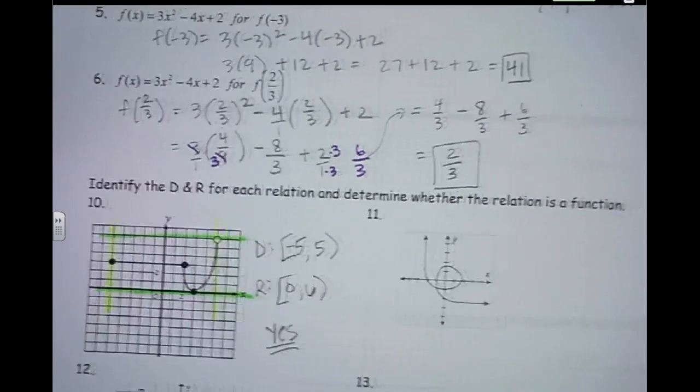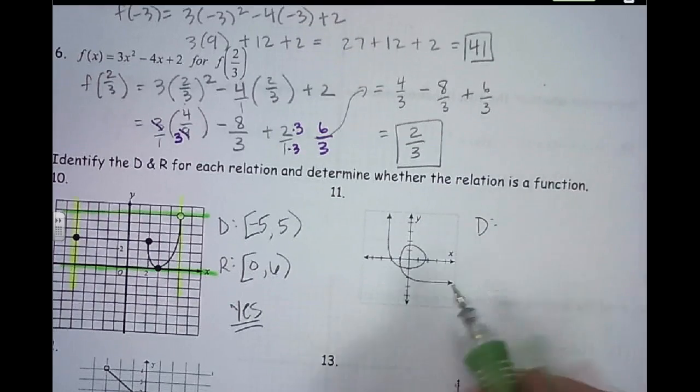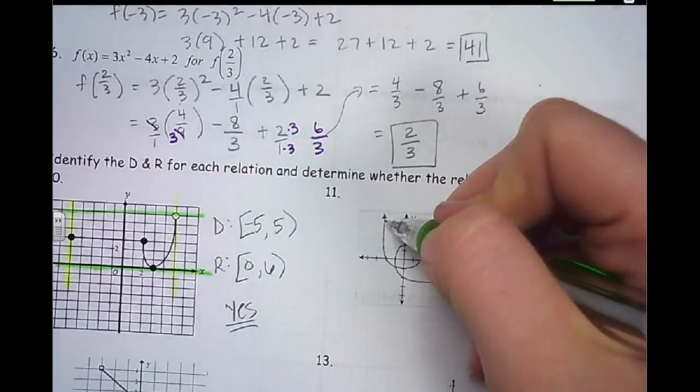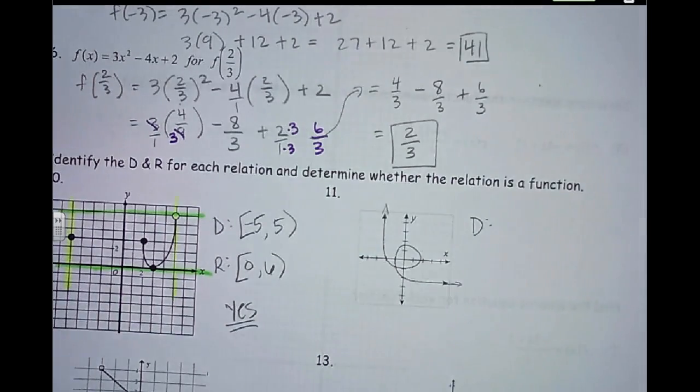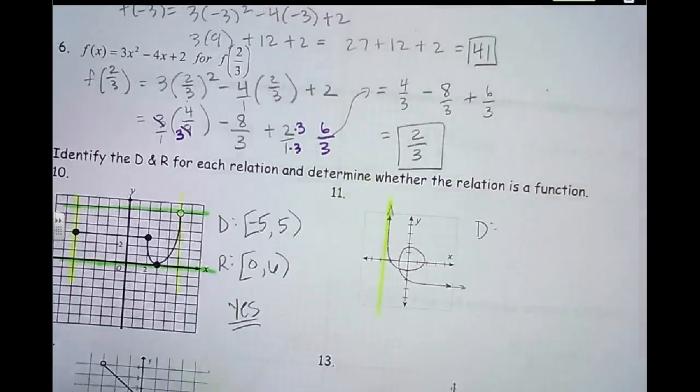Number 11, domain and range. So domain. This right here keeps on going. So this is my, and then this one keeps on going. So for domain, it looks like it's at about, I'm going to say -2.5.